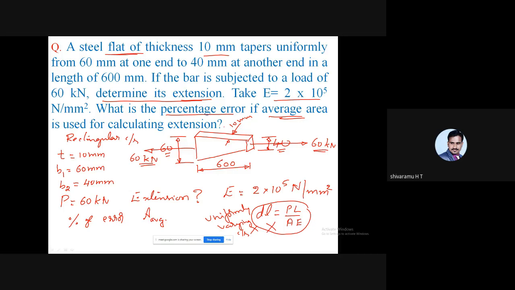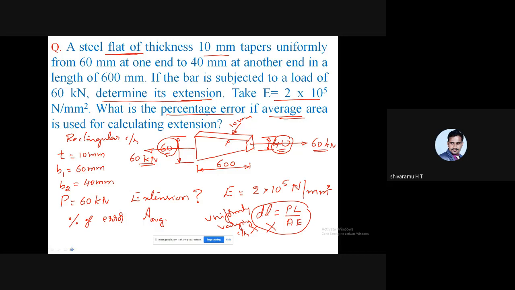Instead of considering the actual area, if you are considering the average area, with one end 60 millimeter and another end 40 millimeter, we'll go with the average. So (60 into 10 plus 40 into 10) divided by 2. So what will be the difference, or what will be the percentage of error, we need to calculate.